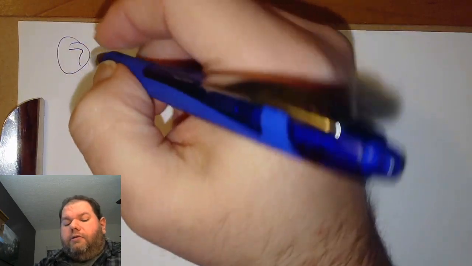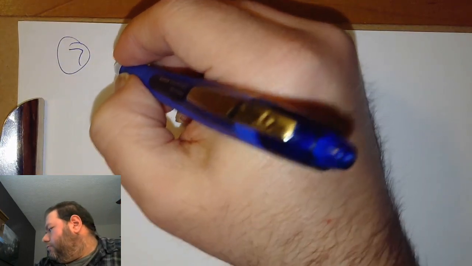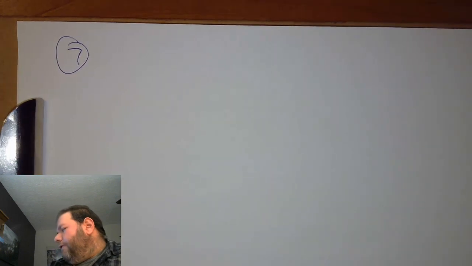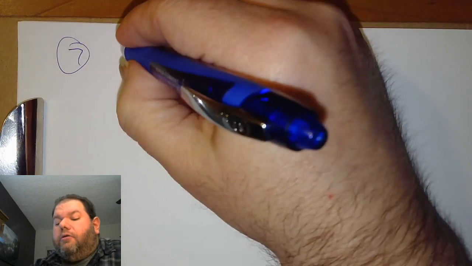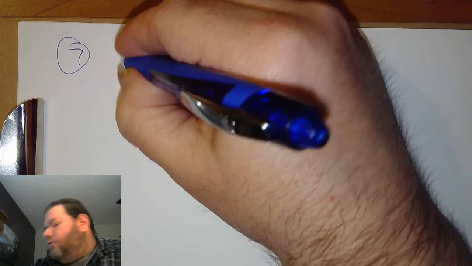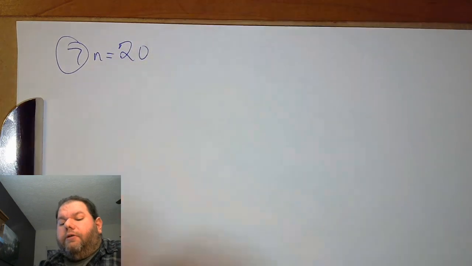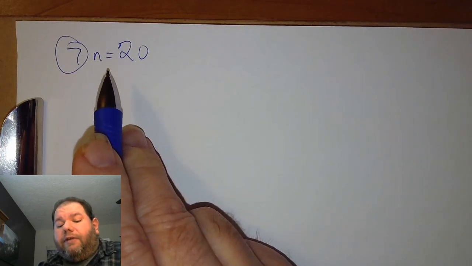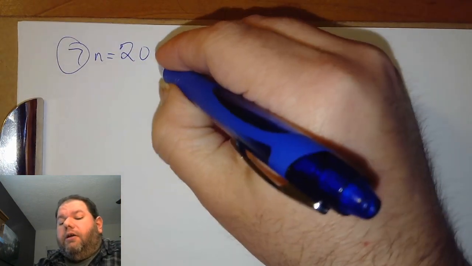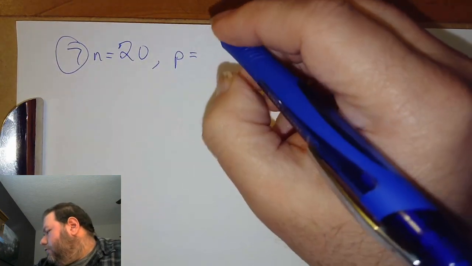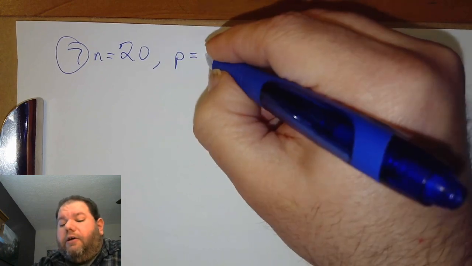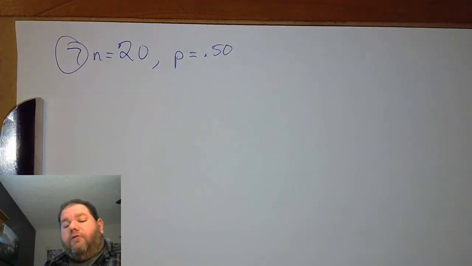Number 7. A recent study found that 50% of teenage consumers receive their spending money from part-time jobs. 20 teenagers are selected at random. That means N is 20. And 50% of them have part-time jobs. And that probability is 50% or 0.50.